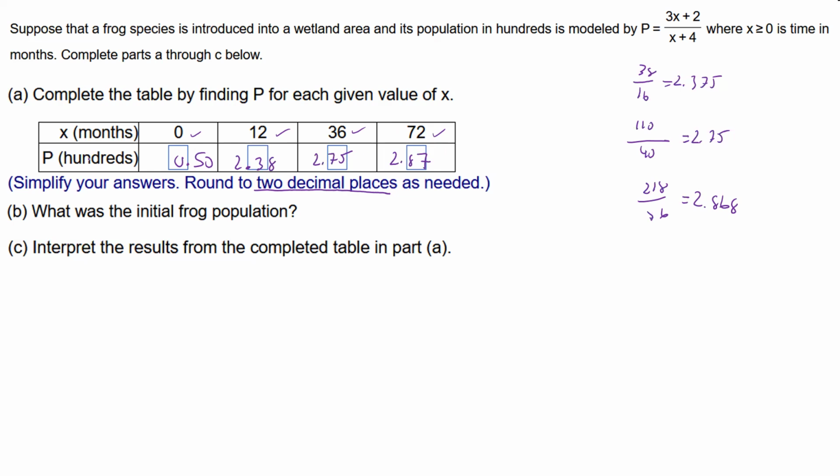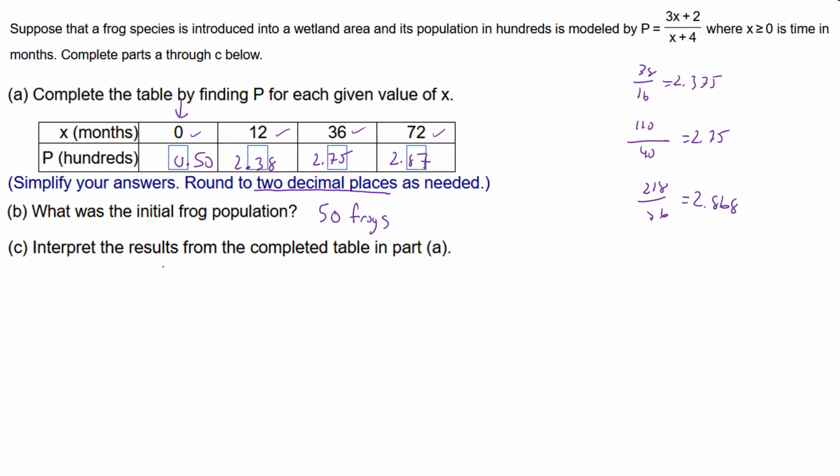So now remember, this is in hundreds. So multiply each one of those by 100 to get the actual value. Now, what was the initial frog population? Well, that's going to be at time 0. So that's going to be the population here. If we take a half times 100, what are we going to get? We're going to get 50. So the initial frog population was 50 frogs. And in a similar respect, that's 238 frogs, 275 frogs, and 287 frogs.